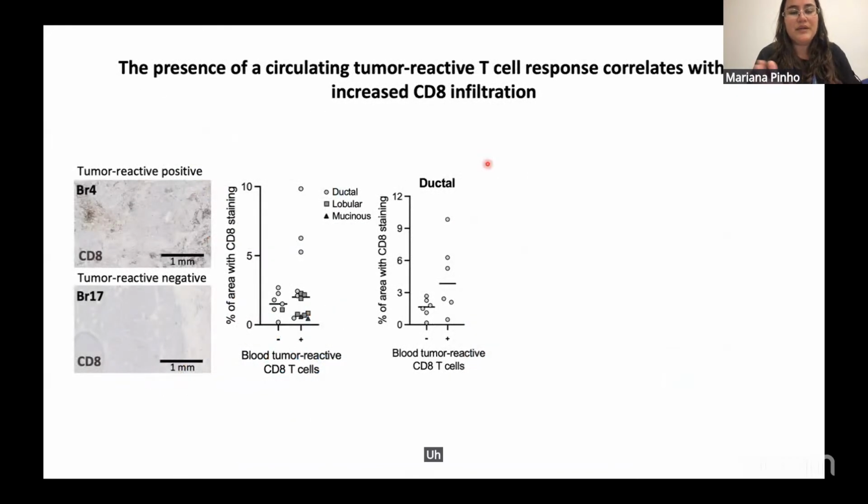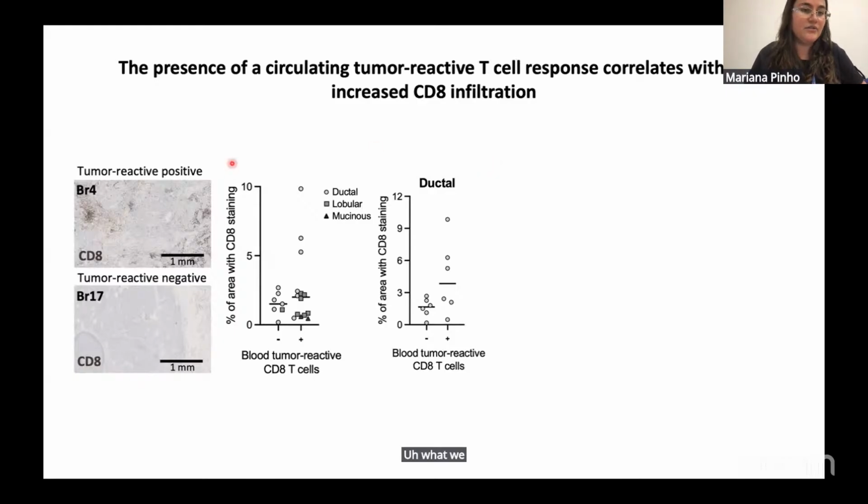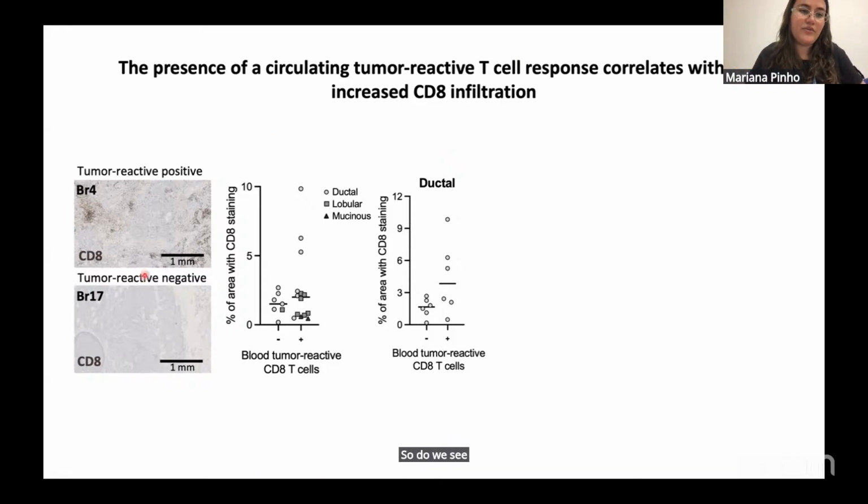Of course, we are looking at the circulating tumor-reactive T-cell response. So we know that inside the tumor, we will have what we call bystander T-cells, which are T-cells that are not specific for the tumor, and tumor-specific T-cells. So do we see any difference in the number of CD8 T-cells between the patients that don't have a response and the ones that do?